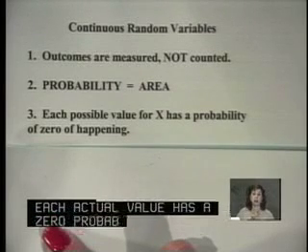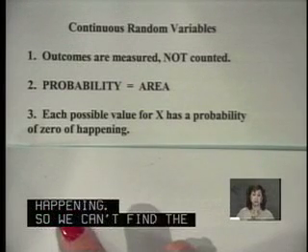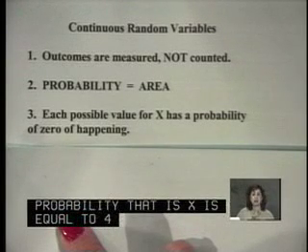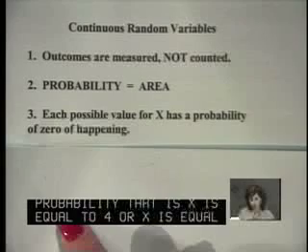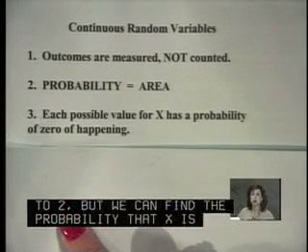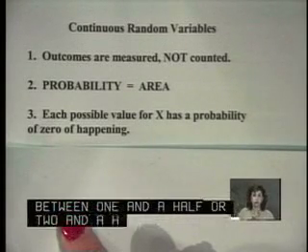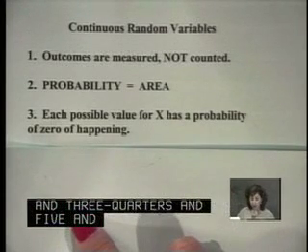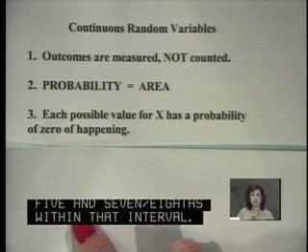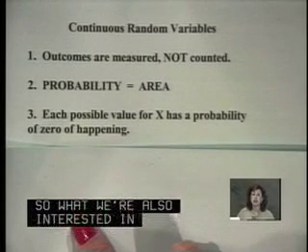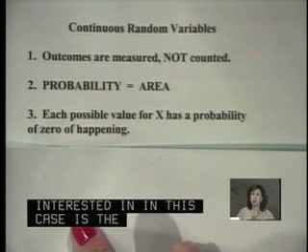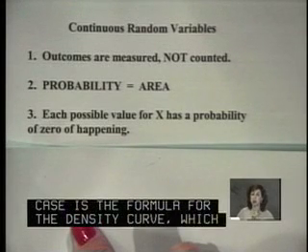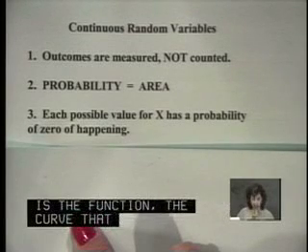So we can't find the probability that x is equal to 4 or x is equal to 2, but we can find the probability that x is between 1.5 and 2.5, for example, or between 3 3/4 and 5 7/8 within that interval. What we're also interested in is the formula for the density curve, which is the function, the curve that we're graphing, that we're finding the area underneath.